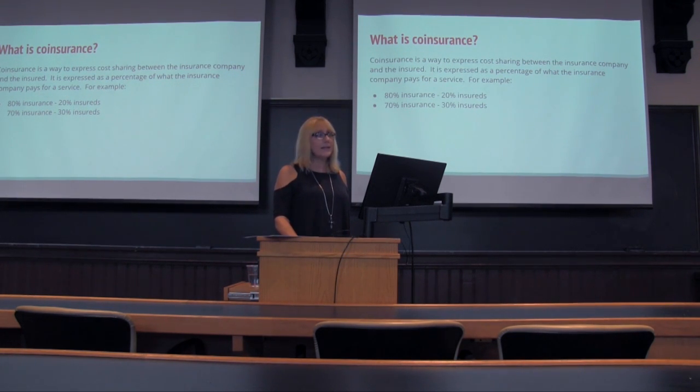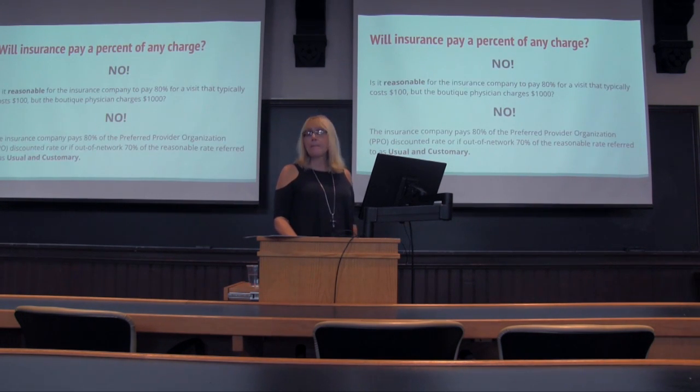When you go outside of the PPO network, and with the United Premier plan, it's a national PPO network, so you typically don't have to go out of network unless you really want to, then the plan will pay 70% of what's called customary, reasonable, customary, and you're responsible for the 30% of what's reasonable, and anything over and above that.